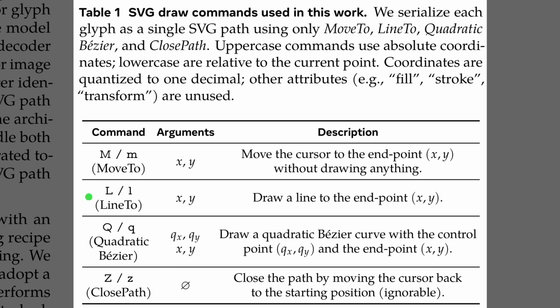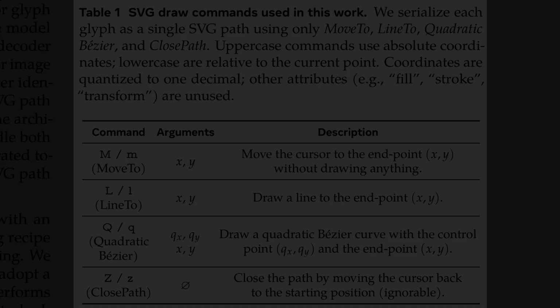Well, to generate those editable outlines, the model relies on a strictly defined vocabulary of drawing instructions, detailed here in Table 1. The researchers simplify the full SVG standard down to just 4 atomic commands: Move to for starting a shape, Line to for straight segments, and Quadratic Bezier for the curves essential to typography. A final close path command seals the loop. By restricting the syntax to these 4 operations and quantizing coordinates to 1 decimal, they create a consistent token sequence that the language model can learn effectively.